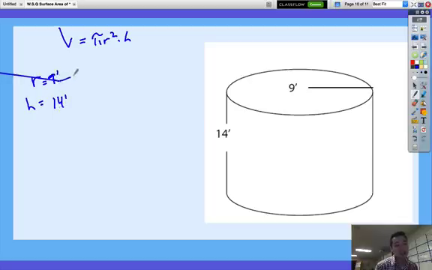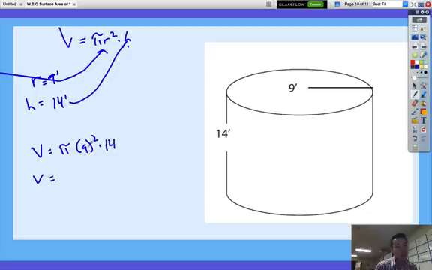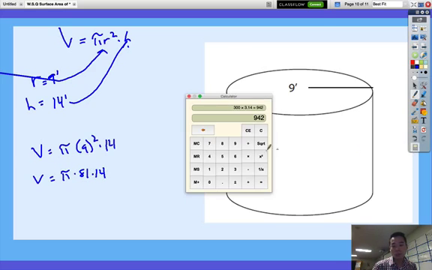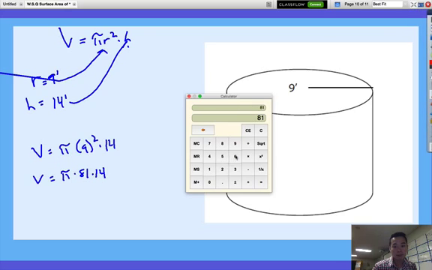And then I'm just going to substitute it in right there. So I get volume is equal to pi. Instead of r squared, I'm going to write parentheses 9 to the second power times 14. Volume is equal to, well, 9 squared, that's the first thing I need to do, is pi times 81 times 14. And then I would multiply my numbers together. 81 times 14. I get volume is equal to pi times 1,134. And I'm going to find the exact form first.